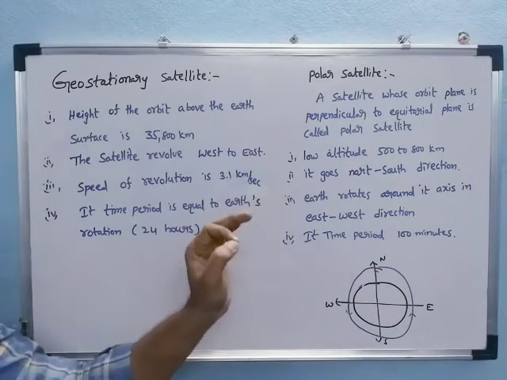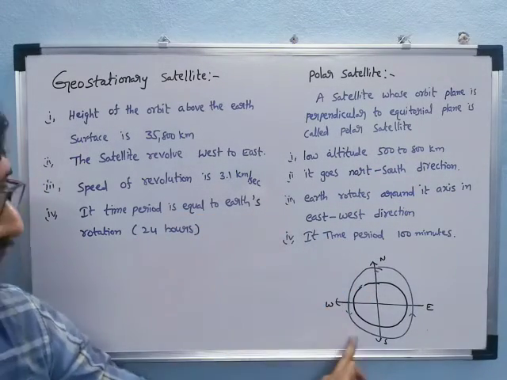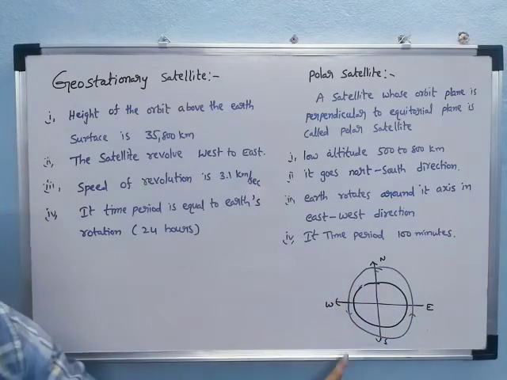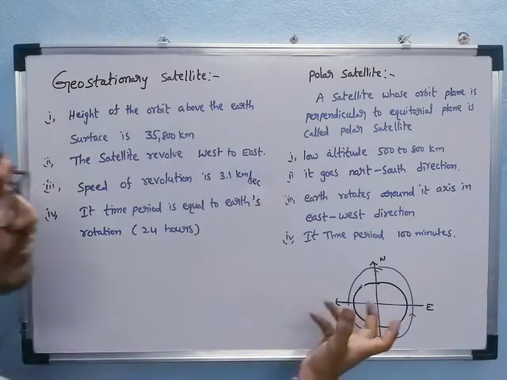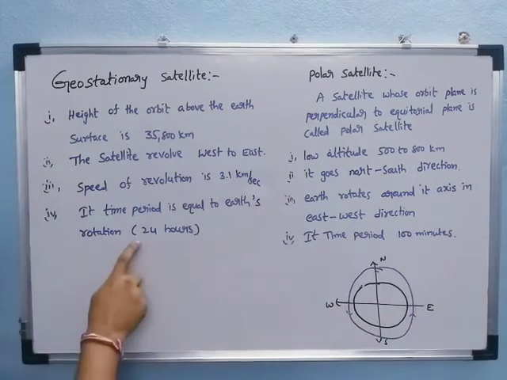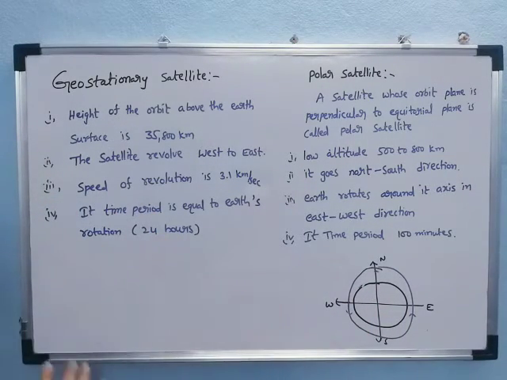The polar satellite moves at a height between 500 to 800 kilometers, and it goes north to south and south to north. And the earth rotates from west to east. Its time period is about 100 minutes. This satellite is called a polar satellite.